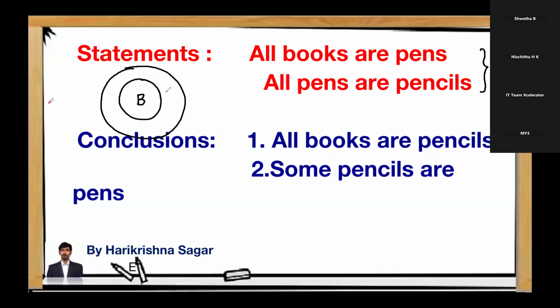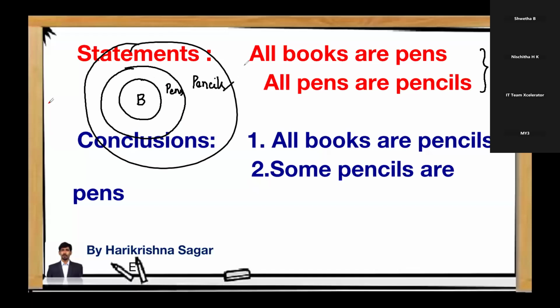All these books are going to be pens. And all the pens are pencils. I'm drawing like this. So if you draw like this, 50% of the answer is over. The remaining 50% of the answer will depend on reading the statements and deciding which conclusion is following.